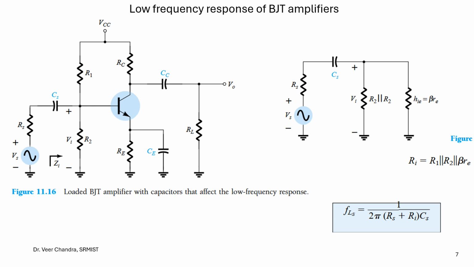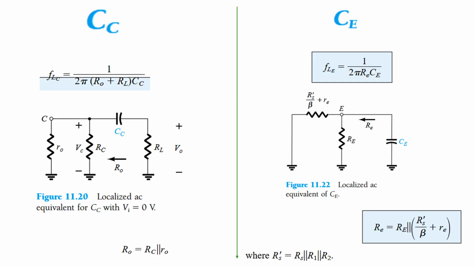R equivalent is RS plus RI. So how will I find RI? Draw the equivalent circuit. RI will be R1 parallel to R2 parallel to beta RE. Similarly, we can also find the CC and CE terminals. What are the cutoff frequencies for these capacitors? Here you can check the values of FLC and FLE.